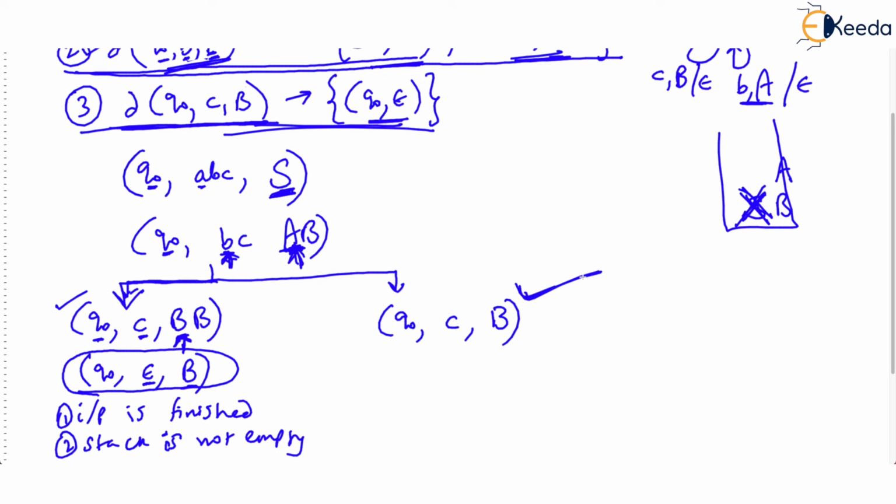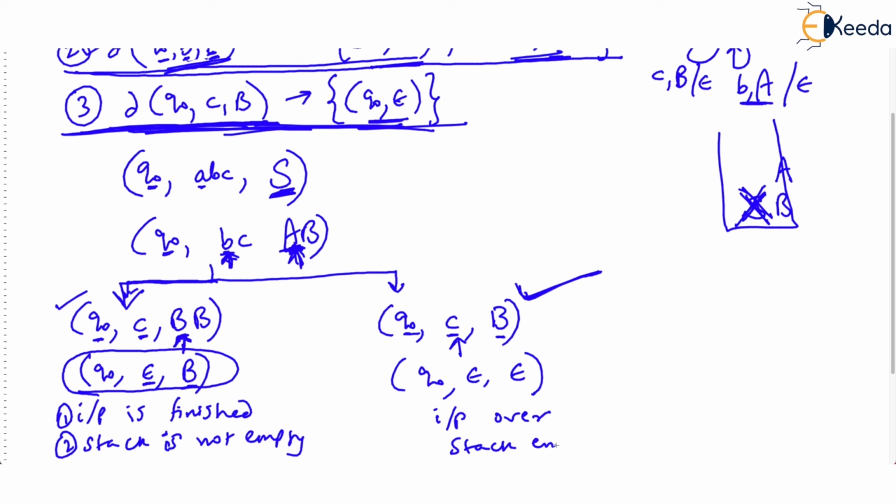So let's see another possibility. Q0 is reading C and top is B. Just check. Then it says stay in Q0. Nothing remains in the input. C is consumed and pop B also. There is only one result, so that's why we have not shown a branch over here. Then input over and stack empty. Both true. That means this is the branch which has given us acceptance of the string ABC. ABC, this string which we were working on, is accepted.